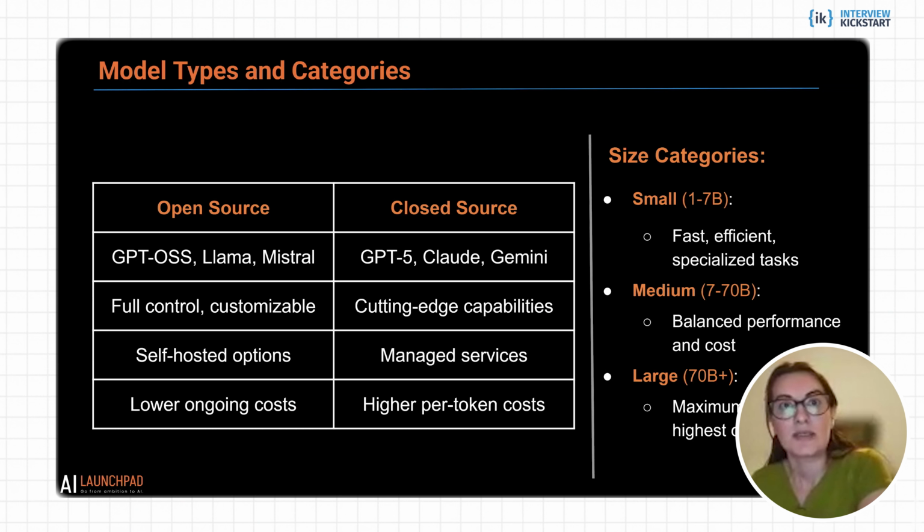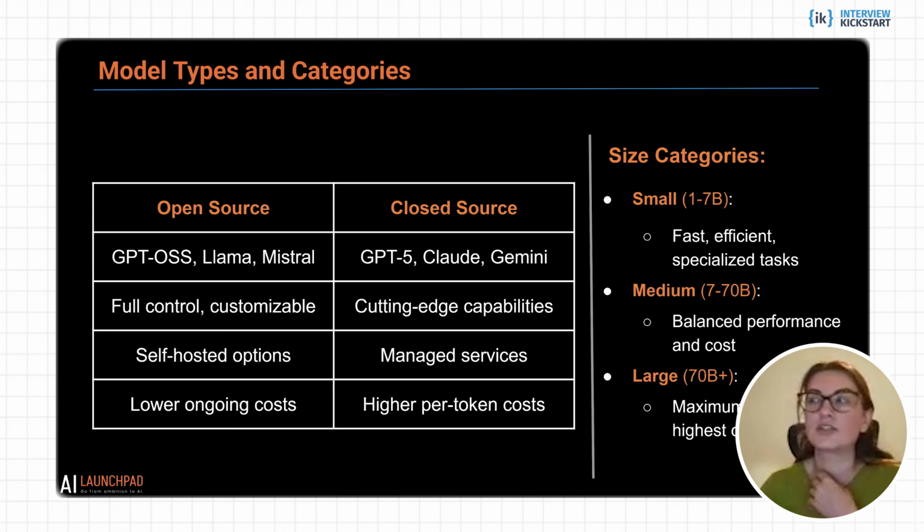I do want to start with saying that we do have different types of model. We have open source models and closed source models. Primarily, in case of open source, we can, for example, find an example of GPT open source like GPT OSS or Llama or Mistral. Or you're probably familiar with closed source ones, from OpenAI, GPT-5, or from Anthropic, Claude.